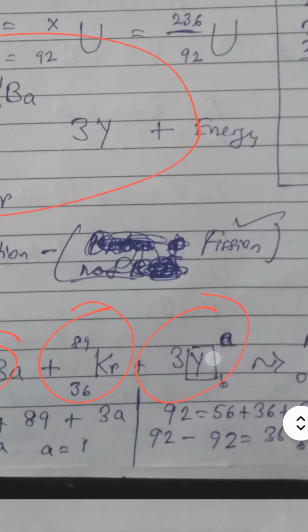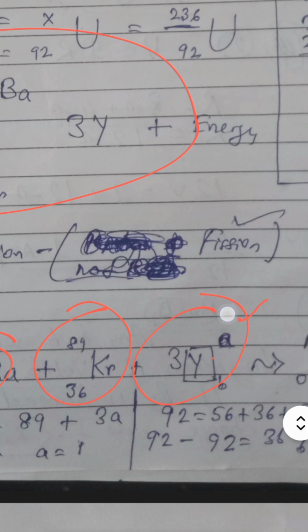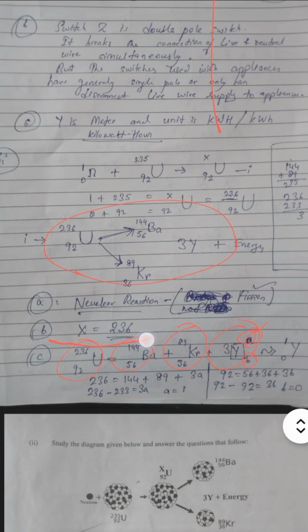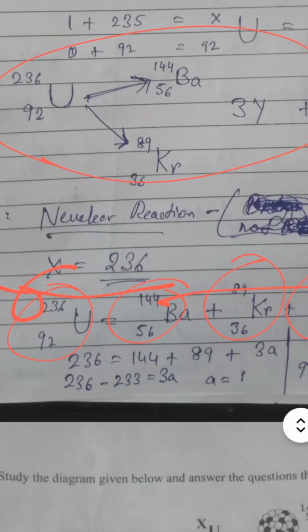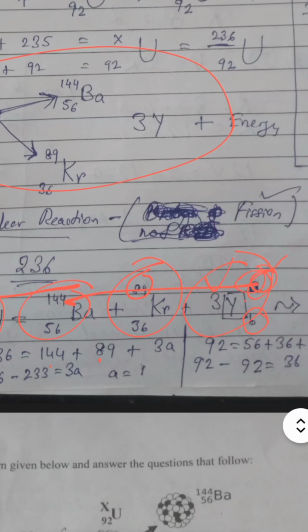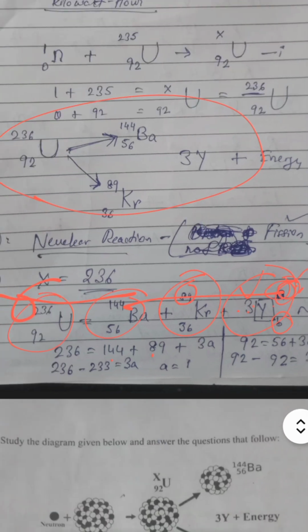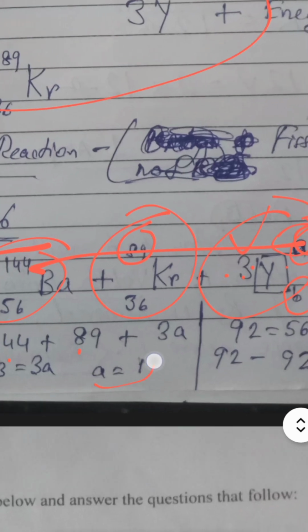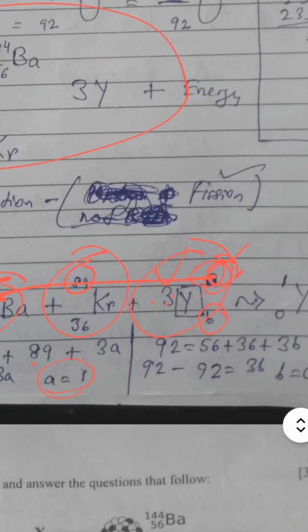This other particle, y particle, has mass number A, assumed, and charge B, which we don't know, but we know that the sum of the subscripts on this side, 236, must be equal to the sum on the other side. So we write 236 is equal to 144 plus 89 plus 3a. 3y, y is mass A, so 3y will have mass 3a. Solving that we get a. So what is the value of a we got? We got the value of a as 1.